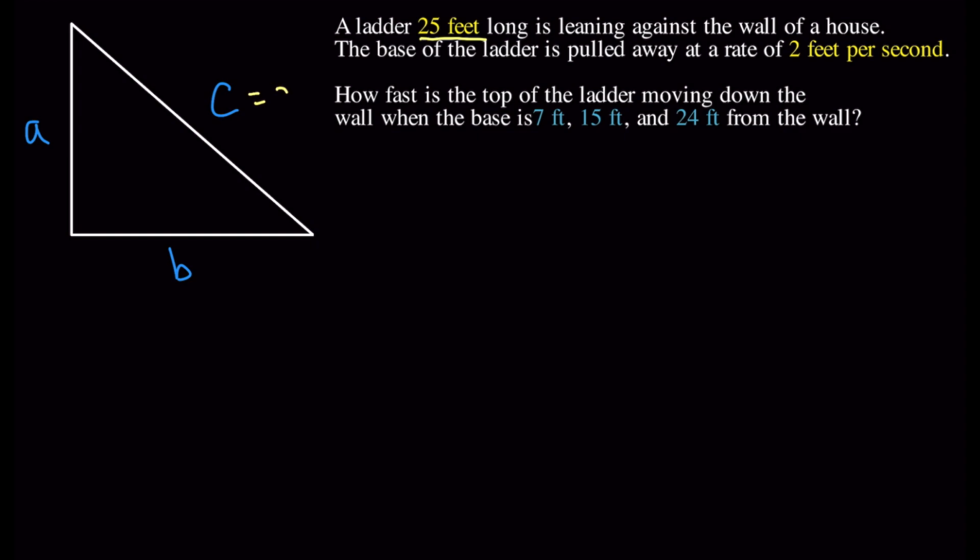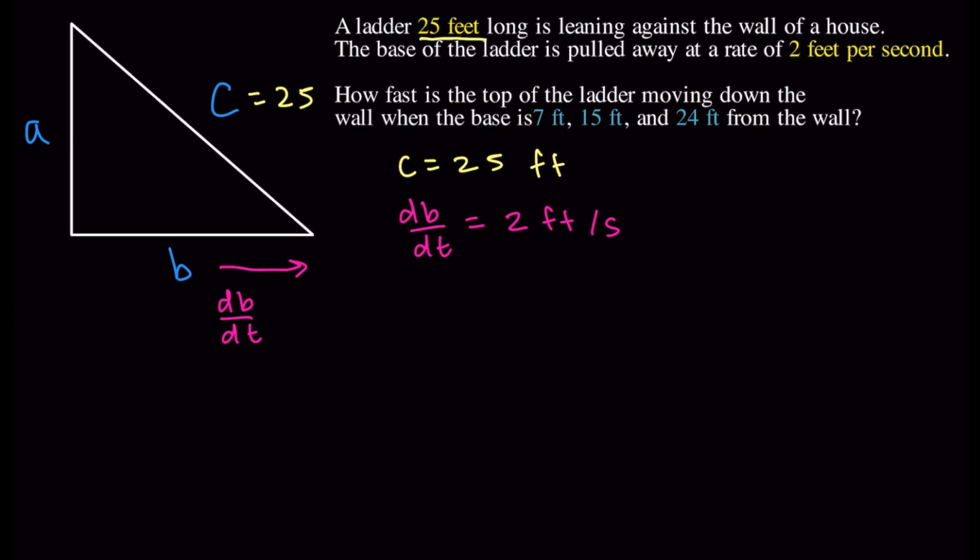We have c is equal to 25. Its base is being pulled away at 2 feet per second, so we need to rewrite this in the language of derivatives, dB/dt. We can write dB/dt is equal to 2 feet per second, remembering our units. And let's correct c to equal 25 feet. Our goal is to find the rate at the top of the ladder, which we can write as dA/dt, and this is what we're trying to find. Now we need to find this when b is equal to 7 feet, when b is equal to 15 feet, and when b is equal to 24 feet.